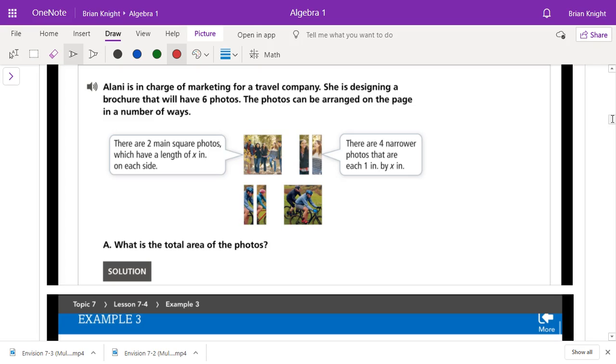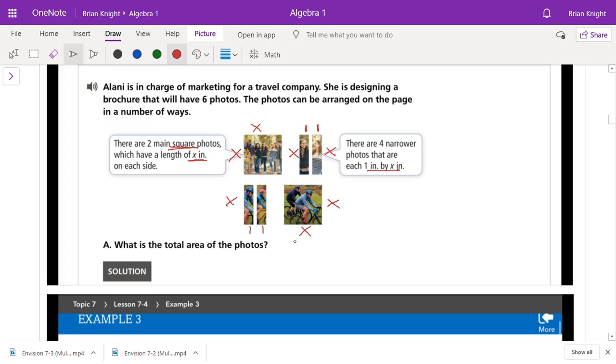Okay, so what's the length here? x inches. Okay, so x and x, because it's a square, right? All right. These are 1 by x. So which side of this is x? Look over here. If this is x, then this side's what? x, which means that must be 1. Okay, x and 1. So down here we have x, 1 and 1, x and x.